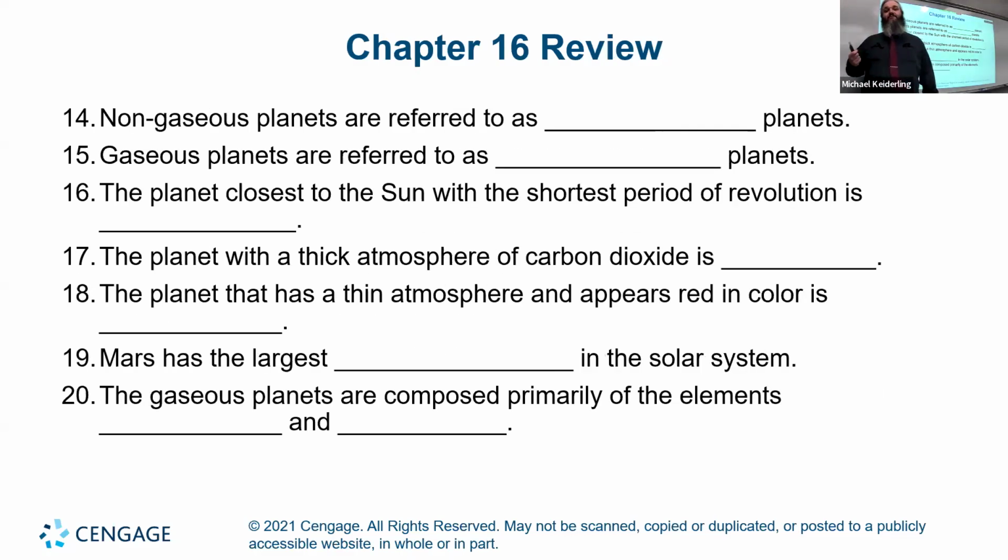The non-gaseous planets are referred to as terrestrial planets because they are Earth-like. The gaseous planets are referred to as Jovian planets because they're similar to Jupiter. The planet closest to the sun with the shortest period of revolution is Mercury. The planet with a thick atmosphere of carbon dioxide is Venus. The planet that has a thin atmosphere and appears red in color is Mars. Mars has the largest volcano in the solar system. The gaseous planets are composed primarily of the elements hydrogen and helium.